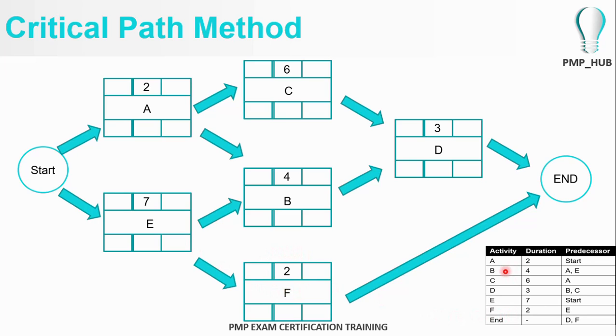And activity D follows B and C for 3 days. And the end is signified by activity D and F. Once F is completed and D is completed, an end is defined. So this is the network diagram. And now let's fill in the boxes with the earliest start time and the earliest finish time.